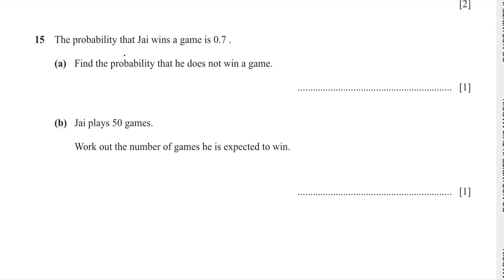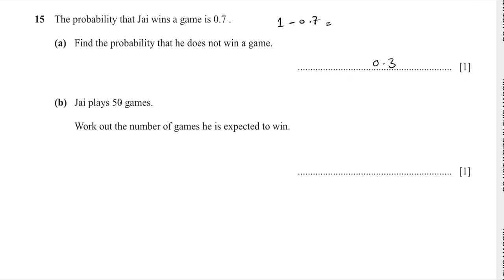Question number 15. The probability that J wins a game is 0.7. Find the probability that he does not win a game. So of course we take 0.7 and subtract it from 1, because the probability of anything happening is 100%, that equals 1. So 1 minus 0.7 equals 0.3. Jay plays 50 games. Work out the number of games he is expected to win.